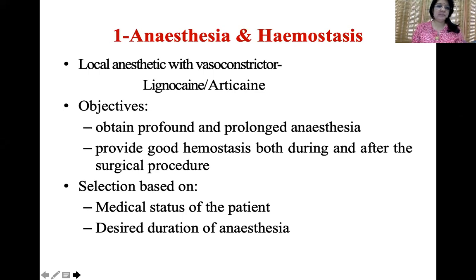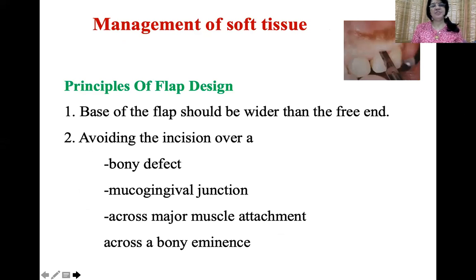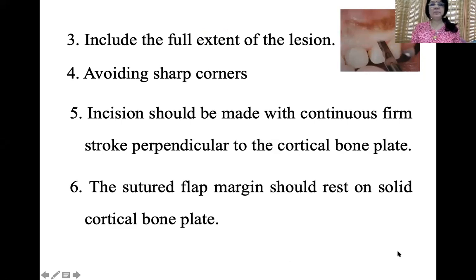The next is the soft tissue management. Here again, it is covered, I think, in oral surgery, periodontia, and all the other branches which have a surgical part in it. So I'll be very briefly telling you about the flap design. The main part being that the base of the flap should be wider than the apex. It should not be on any bony defect. It should not be near a mucogingival junction or across a major muscle attachment or bony eminence. And it should include the whole lesion.